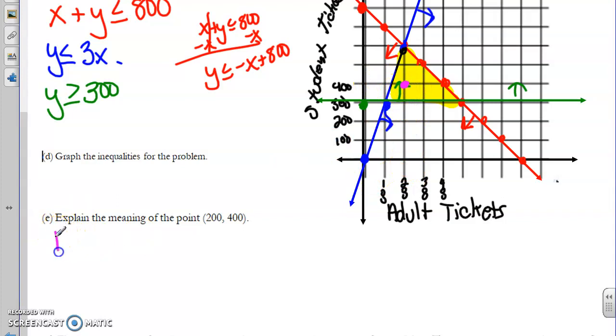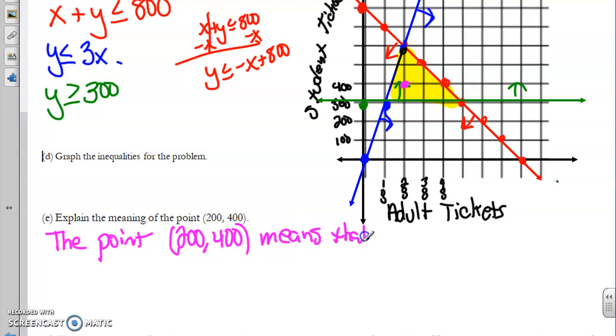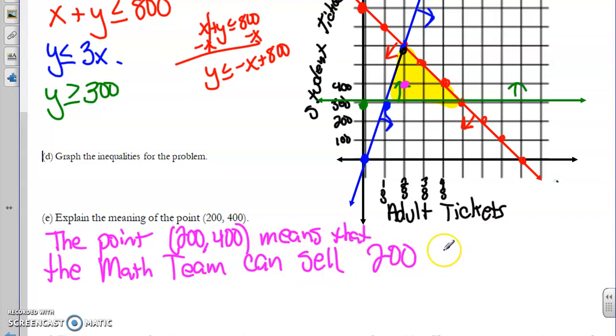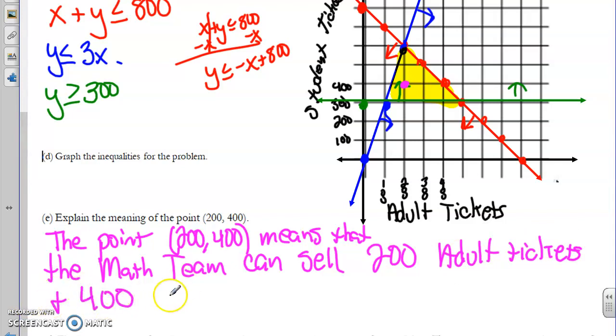So explain the meaning of the point 200, 400. The point 200, 400 means that the math team, not E, good thing I teach math, math team can sell 200 adult tickets and 400 student tickets.